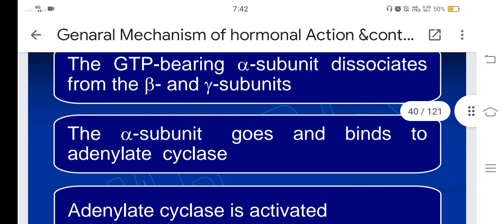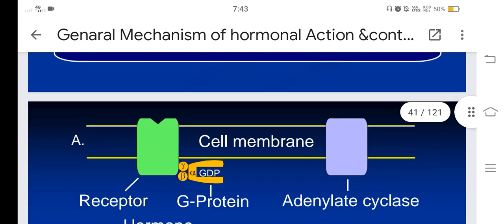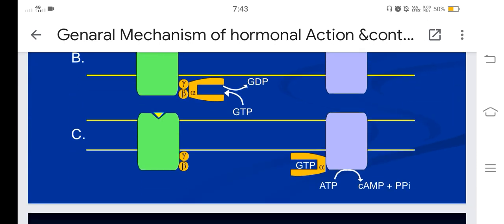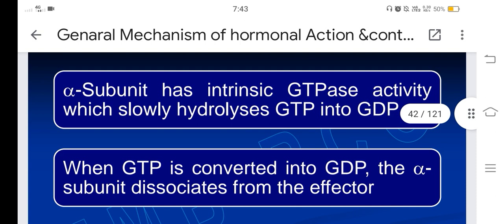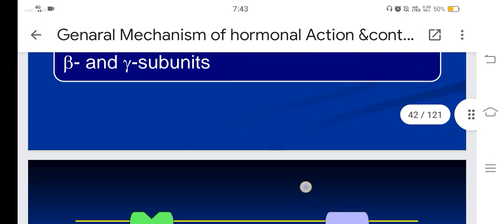Then the GTP bearing alpha subunit dissociates from the beta and gamma subunits. The alpha subunit goes and binds to adenylate cyclase. Adenylate cyclase is activated. Active adenylate cyclase produces cAMP. Then the alpha subunit has intrinsic GTPase activity which slowly hydrolyzes GTP to GDP. When GTP is converted into GDP, the alpha subunit dissociates from the effector. It goes back to and reassociates with the beta and gamma subunits.